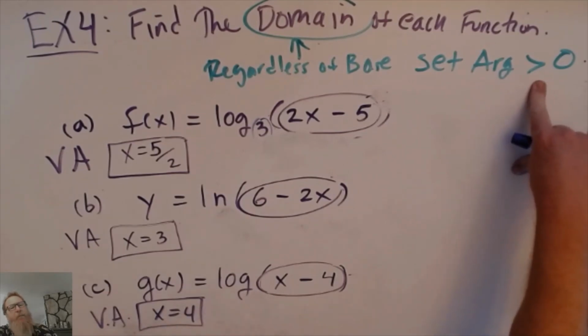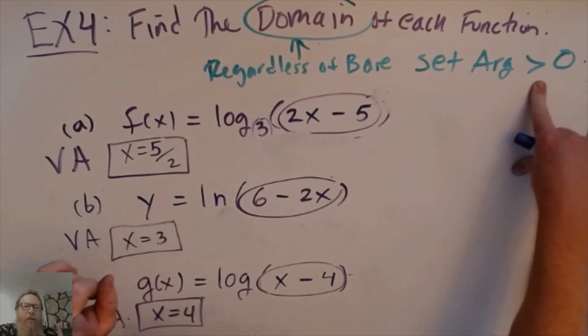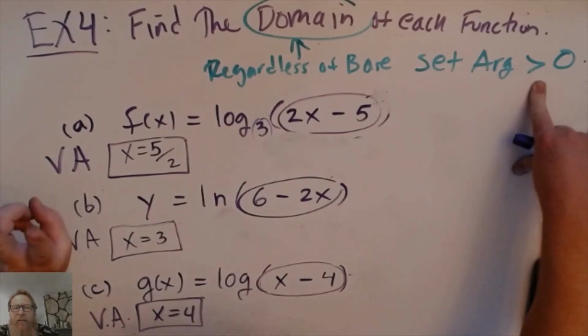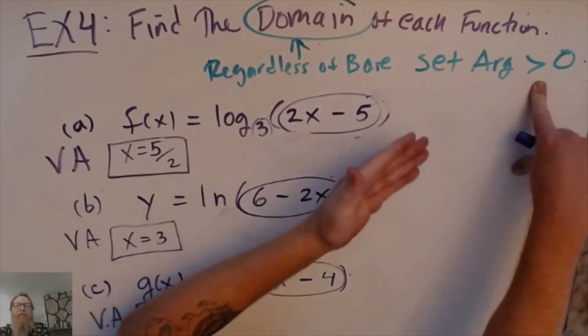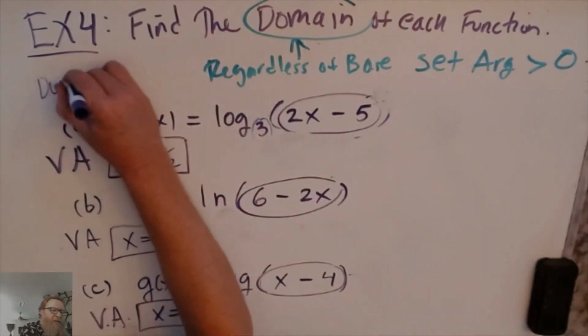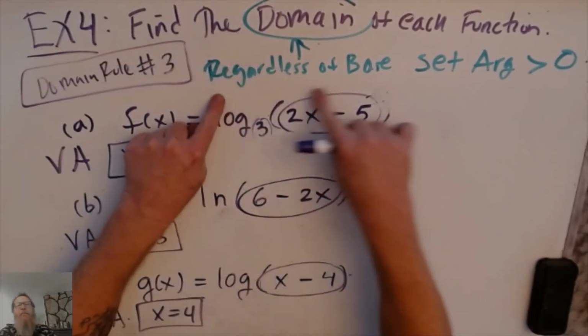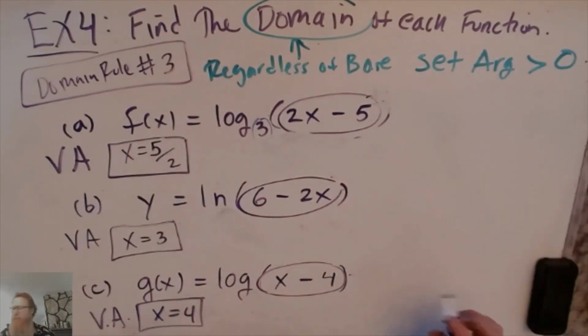So a quick summary, domain rule number 1, thou shalt not divide by 0. Domain rule number 2, the radicand of an even root, in particular a square root, must be greater than or equal to 0. And then now you have domain rule number 3. Regardless of base, the argument of a logarithm is always greater than 0.